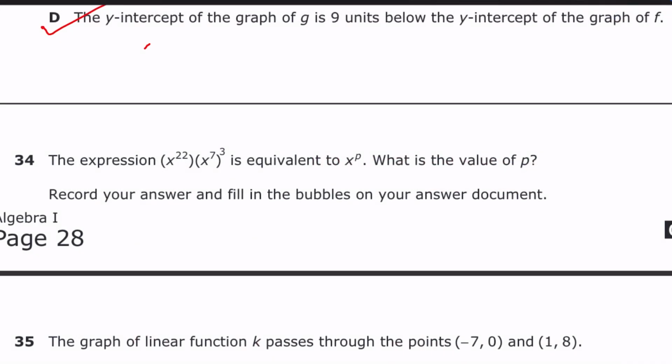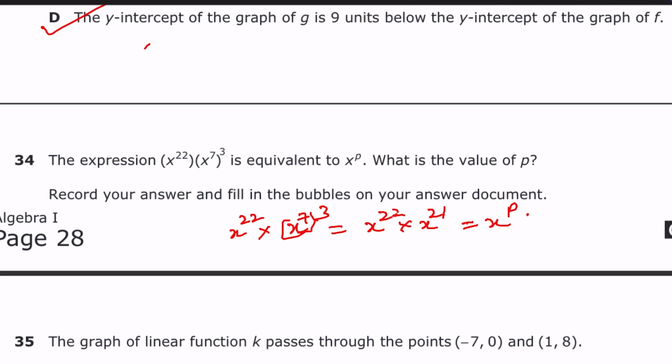Fourth one: the expression x to the power of 22 into x to the power of 7 whole to the power of 3 is equivalent to x to the power of p. What is the value of p? Record your answer and fill the bubbles on your answer document. So now here, this value is equivalent to x to the power of p. So x to the power of 22 into x to the power of 7 whole power 3 can be written as x to the power of 22 into x to the power of 21, which is equal to x to the power of p.